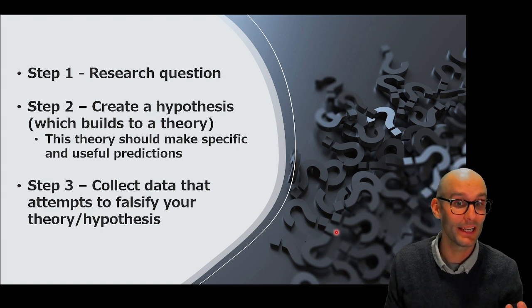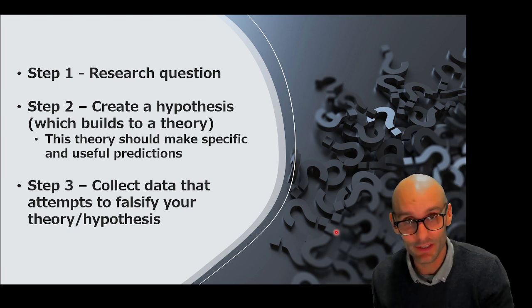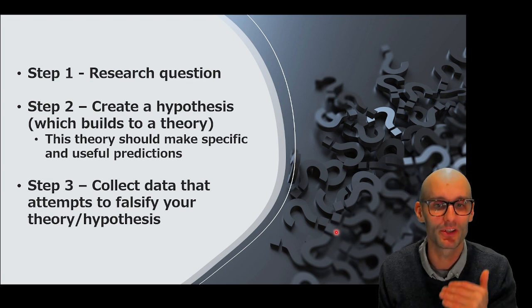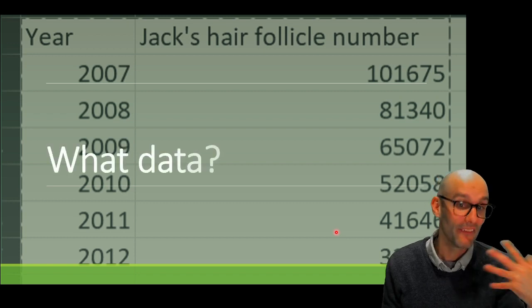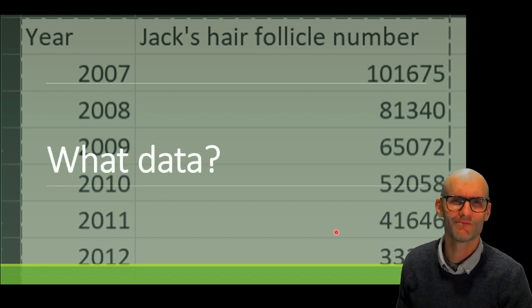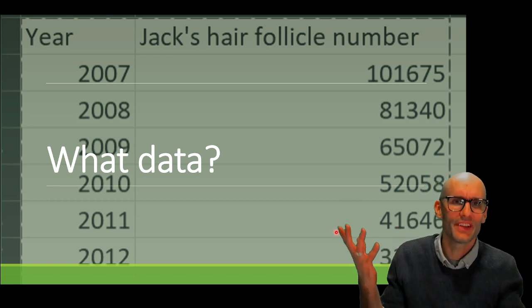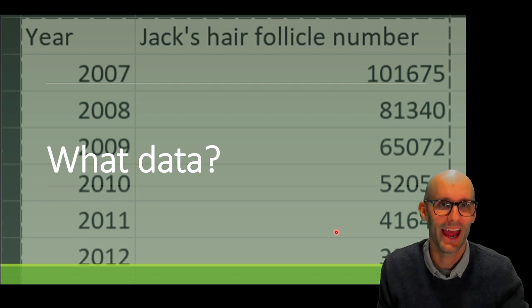So next up, we need to actually test it. We need to go out and collect data. This is quantitative science here. We need to go collect numbers that are going to attempt to falsify our theory or hypothesis. And that's going to come up in the next video. What data should we collect? How do we collect data? What kinds of data are available to collect to attempt to falsify our hypotheses?